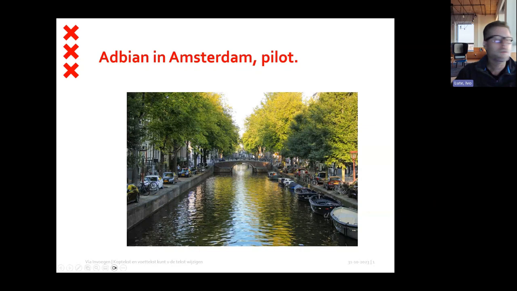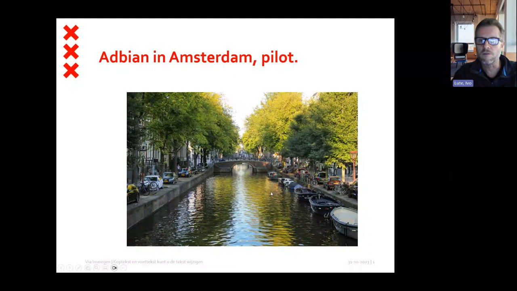I am Ivo Lute. I'm a tree manager and tree consultant with the City of Amsterdam, of course, in the Netherlands. And I would like to tell you shortly about the trees in Amsterdam and how we conduct the tree inspections. There's too little time to go into details, but that's fine for now. Of course, the reason why I'm here is that we've also recently conducted a pilot on 5 trees with Adbian. And Ondrej already introduced something.